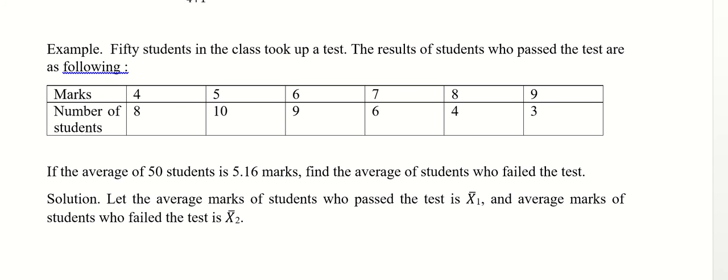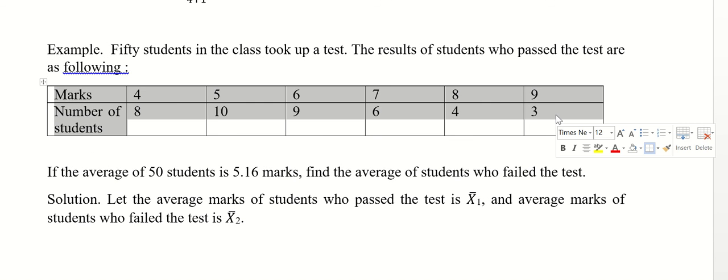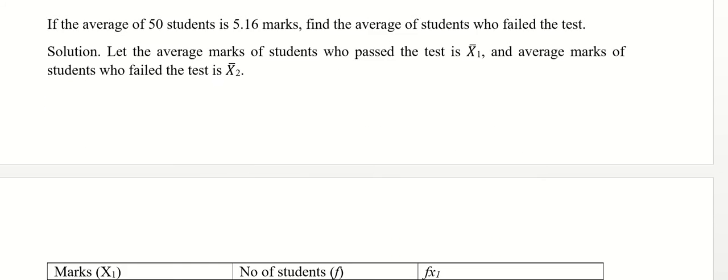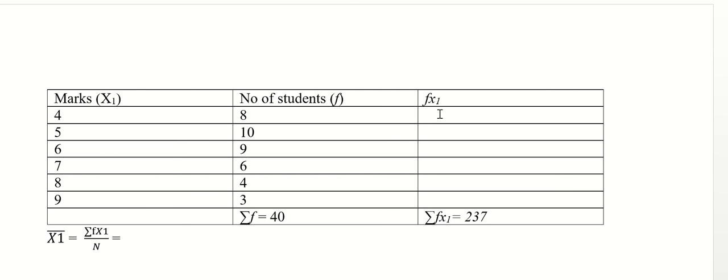One thing to remember: this is the result of the students who passed. It means the data for the students who failed is not given to us here. The total mean is already given to us. Now I will calculate the average of the students who passed.